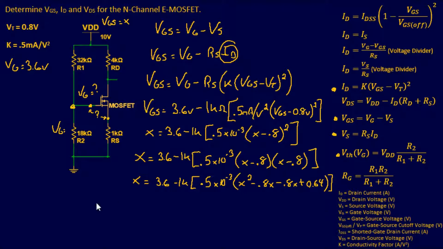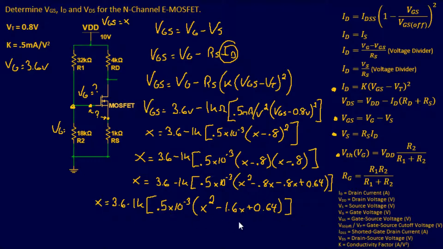And there we go. Move this over a little bit. X equals 3.6 minus 1k, bracket 0.5 times 10 to the negative 3, parentheses. And what I'm going to do is add these two together. So it's going to be x squared minus 0.8 plus 0.8, negative 1.6x. And that's going to be plus 0.64. And then close that up.